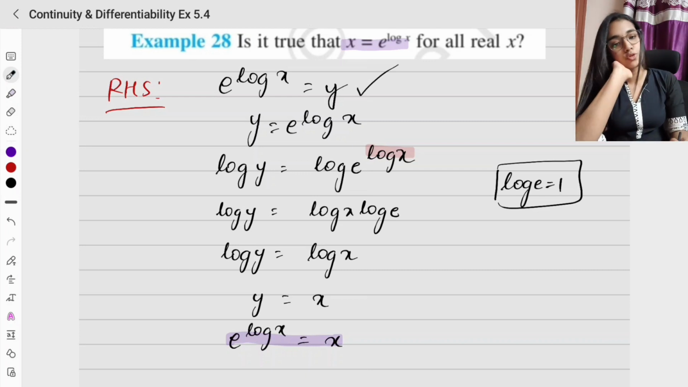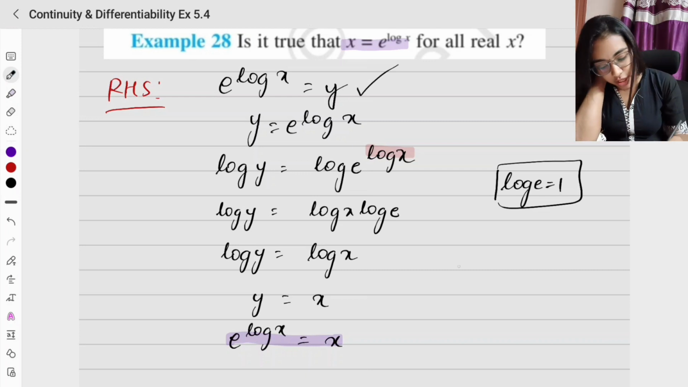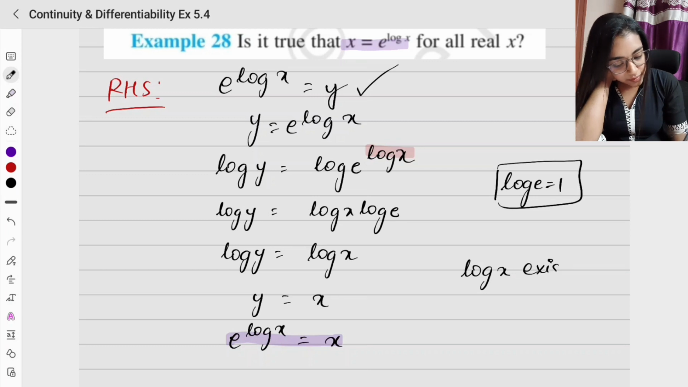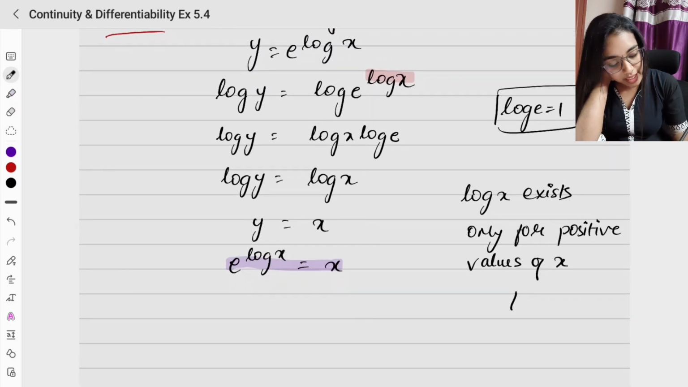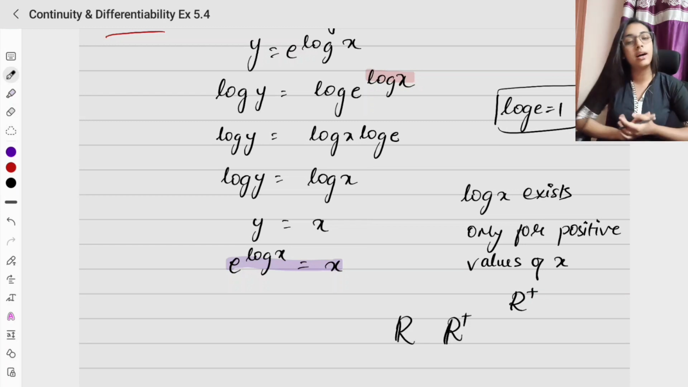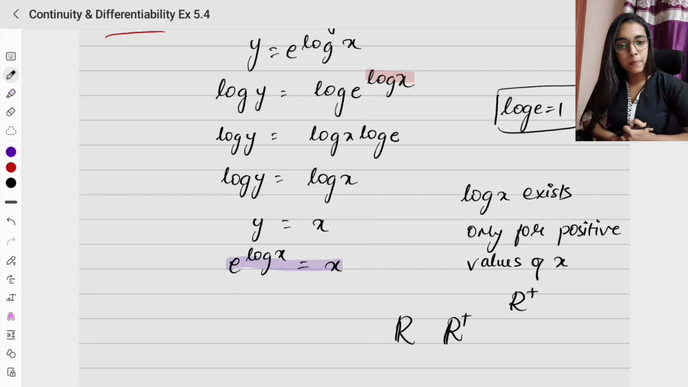They are asking if it is true for all real x. You need to know that log x exists only for positive values of x. Okay, positive values of x. So it is not all real x, only the positive real numbers. All real numbers we write like this, and only the positive real numbers we'll write as R raised to some power plus. The power is not an actual power. This is just a way of representing it.